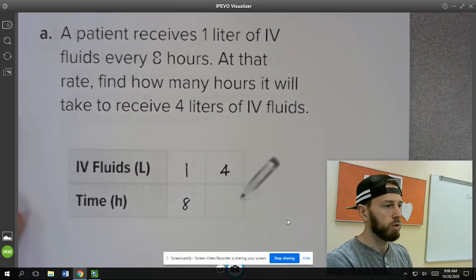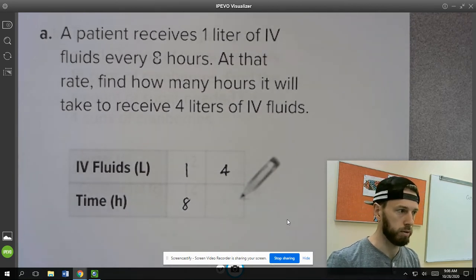A patient receives 1 liter of IV fluids every 8 hours.